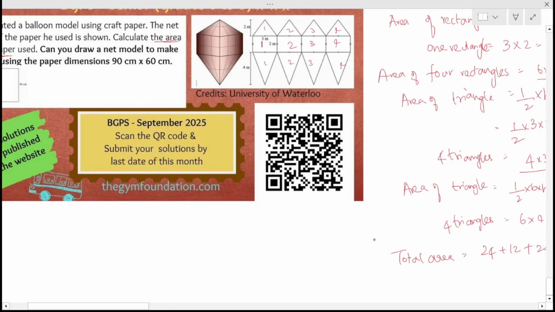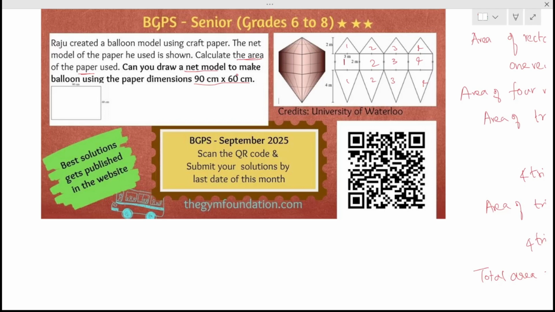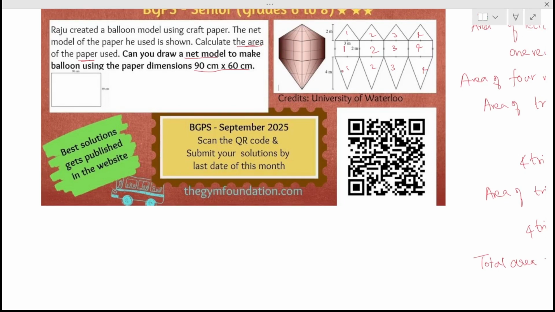The next question asked is, can you draw a net model to make a balloon using the paper dimensions 90 cross 60? So I think many children were thinking that you may need to actually use a similar scaled one and apply it to 90 cross 60. Yes, that could be a very interesting one, and you can also make any kind of a balloon model that can be fit in using the 90 cross 60 centimeter. So in the solution, we are going to see that the model that we are making from 90 cross 60 is kind of a scaled model of the given dimensions here.